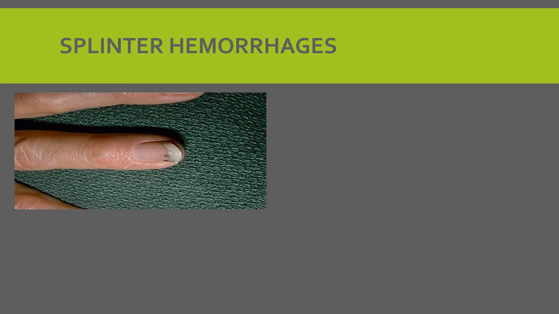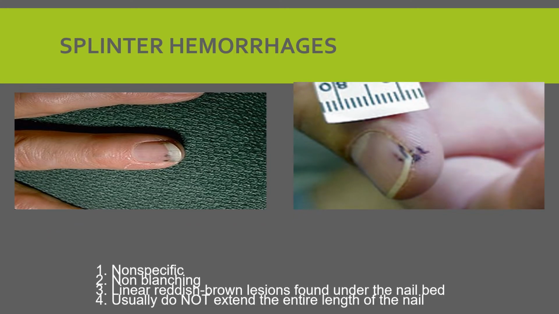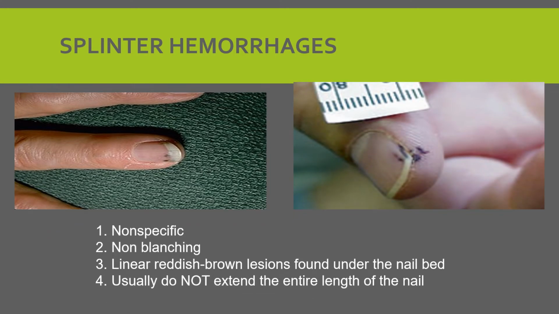When we see splinter hemorrhage, it is non-specific, and it is a non-blanching linear reddish-brown lesion found under the nail fold, and usually does not extend to the entire length of the nail. So as you see in the image, it is a linear reddish-brown lesion found under the nail bed.